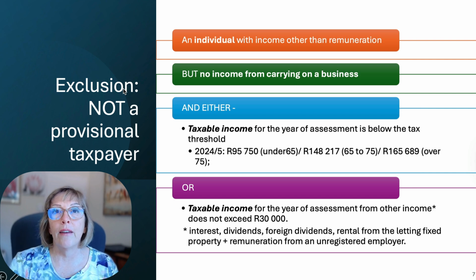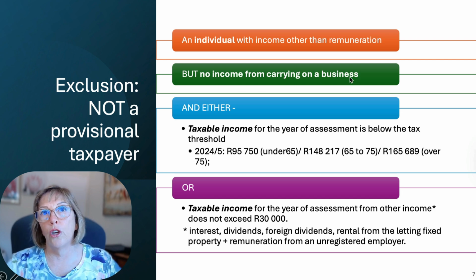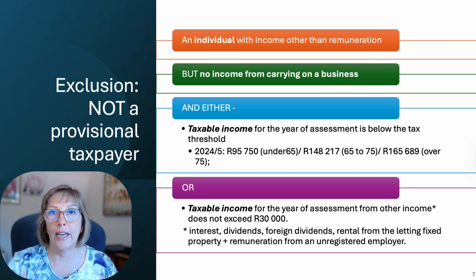Individuals, remember that if you earn income other than remuneration. Now, even there, if you've got an individual with income other than remuneration, as long as they're not carrying on business, they may, in fact, not be a provisional taxpayer. So what we're saying here is that as soon as you earn income from carrying on a business, you go straight into the category of provisional taxpayer.